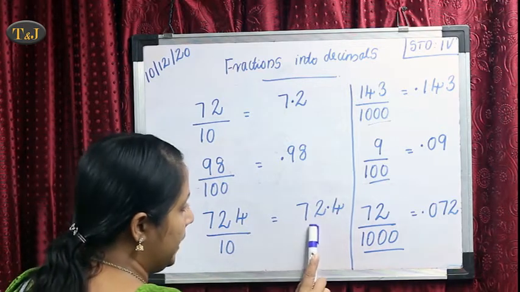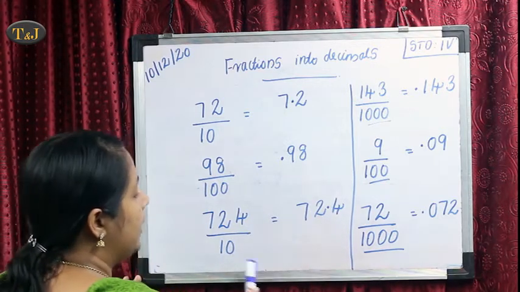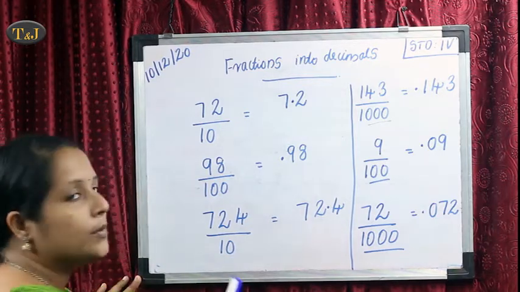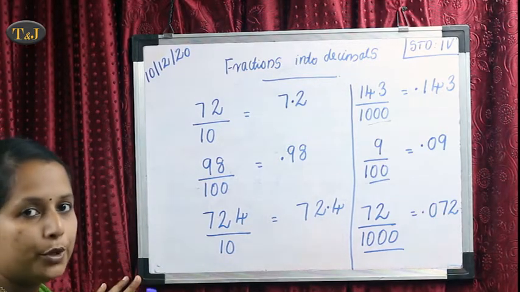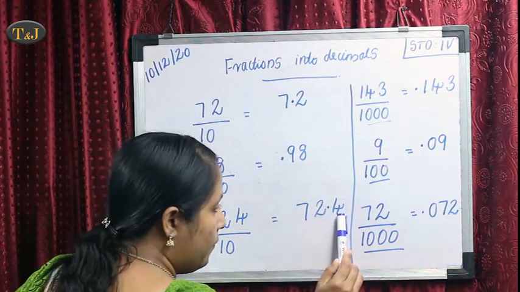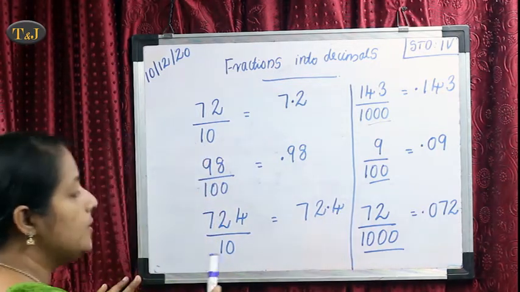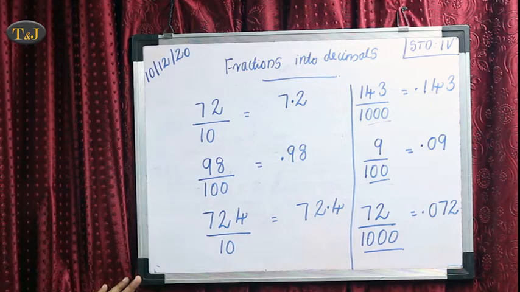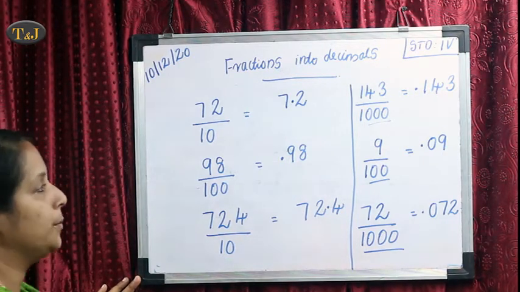First we write the numerator 724. Then in the denominator, how many zeros? One zero. So we have to put the point 1 digit before the end. Count the number 1, then put the point here. So 724 by 10 equals 72.4.